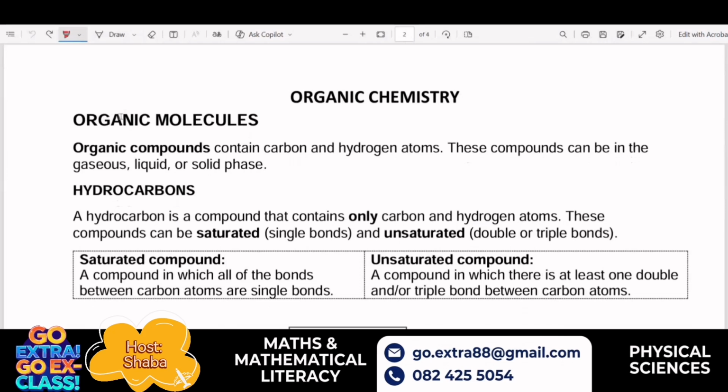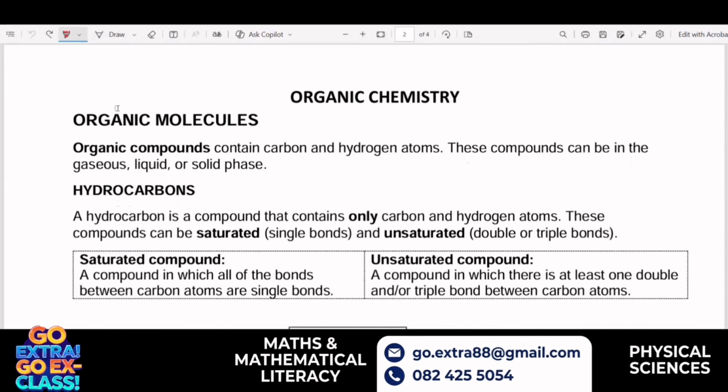And now we're going to focus on hydrocarbons and the three different types of hydrocarbons that are mainly going to be assessed in your examination, which will be alkanes, alkenes and alkynes. So we're going to focus on how to give the names of the basic hydrocarbons. Now let's get into it.